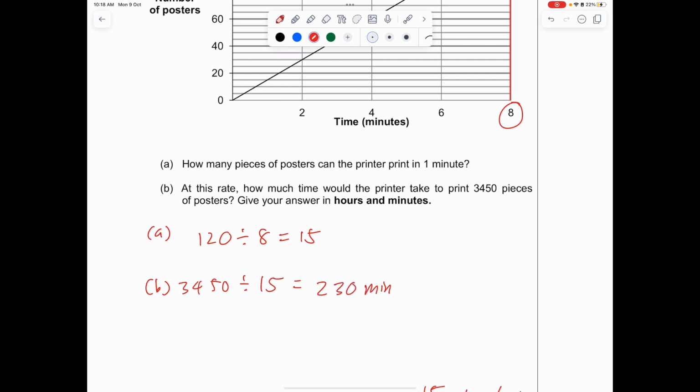But wait, be very careful. What did they want you to give it in? Hours and minutes. So you have to convert this. To convert this, we know that every 60 minutes is actually 1 hour. So 230 minutes when divided out is 3 hours and 50 minutes.